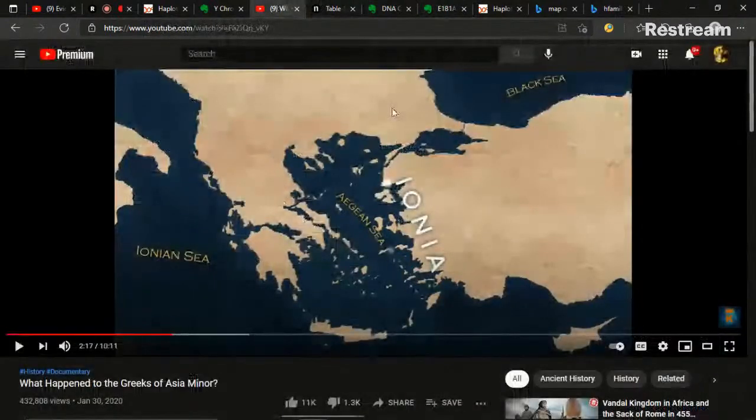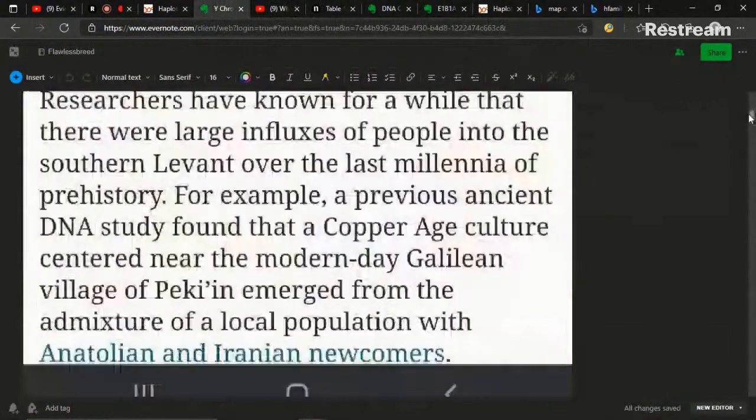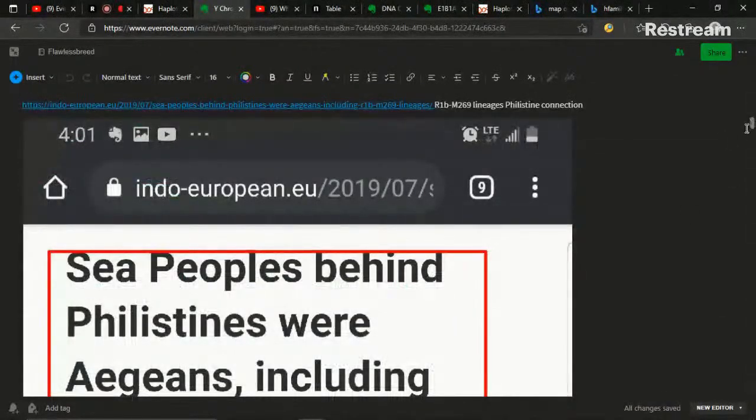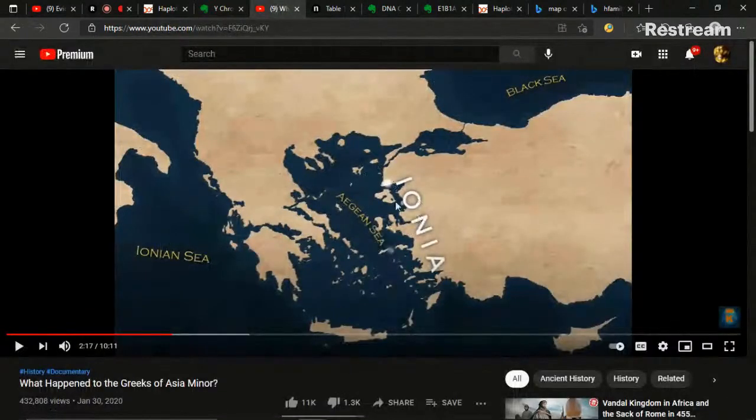But let's go over here. I want to show you something on this thing. I want to go to right here. When we were studying the Sea Peoples and how they were connected to the Philistines and everything, we looked at their Y chromosome, and we found out they had a certain subclade, which was R1b-M269. And we found that, as you see, they actually found out the Philistines were Aegeans, right? And that's what we're seeing here. The Aegean Sea, they found out that the Philistines came from probably over here, right? They say from this little area right here, and they probably came down and they settled in the area of the Philistines. And we know because we can find their genetics exactly matching.